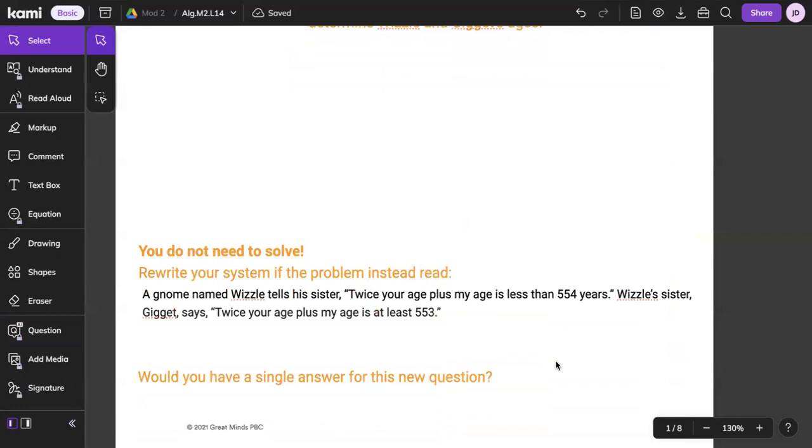If you've done this first page, raise your hand, get your notes checked, and then we will move on from there.